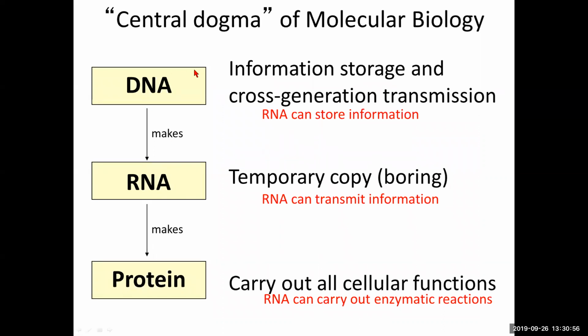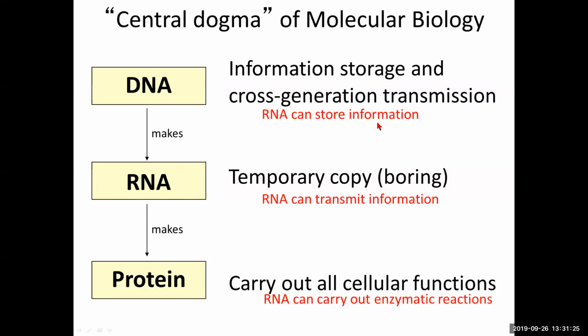So if you look at the central dogma of biology that I showed you in the first lecture, there's this very easy way of picturing life, which is that DNA makes RNA makes protein. Information transfer, that's the code, that's the messenger, and that's the catalysis or the function. And DNA is today specialized to do information storage and cross-generation transmission. RNA today can be thought of as specialized as a temporary copy, which is very boring. And protein is, wow, the interesting thing that carries out all cellular functions.